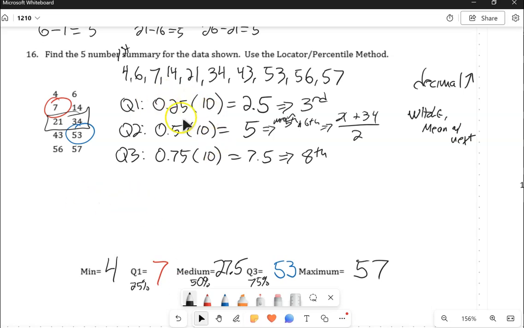Okay, so you always do the 0.25, 0.5, 0.75 times how many there are, 10 total here. And then if it's a decimal, go to the next one, and that location in the data set is that quartile.